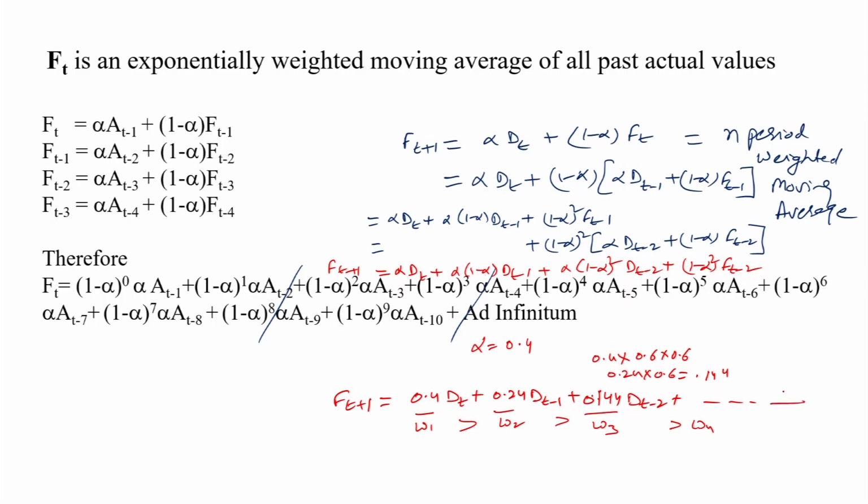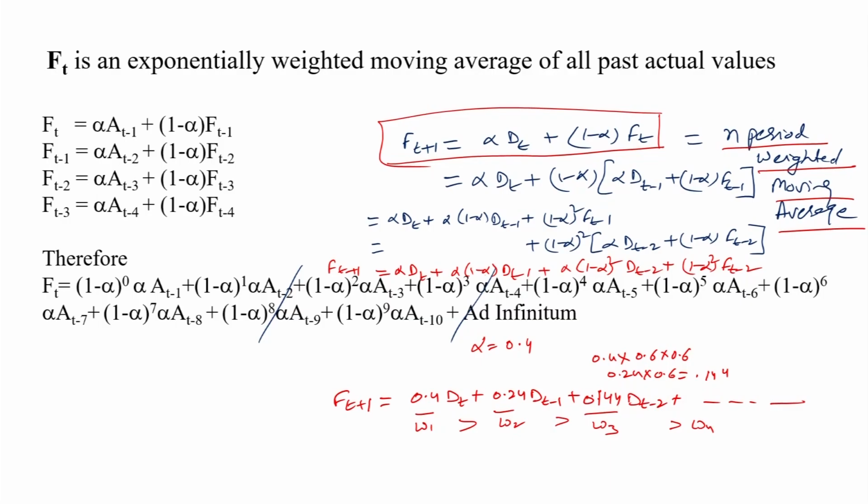So, the exponential smoothing method is nothing but an n period weighted moving average. That is the beauty of that small formula. F t is equal to alpha d t plus 1 minus alpha F t gives you the value of an n period weighted moving average. Without having the demand data of n periods, and without doing the calculation for n periods, we get the results of an n period weighted moving average.